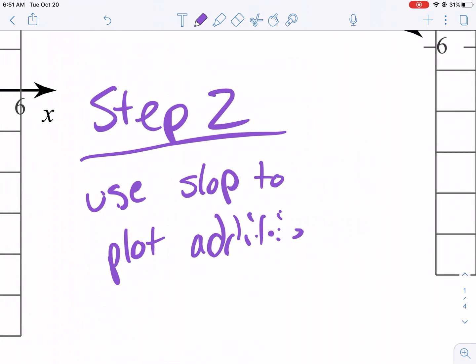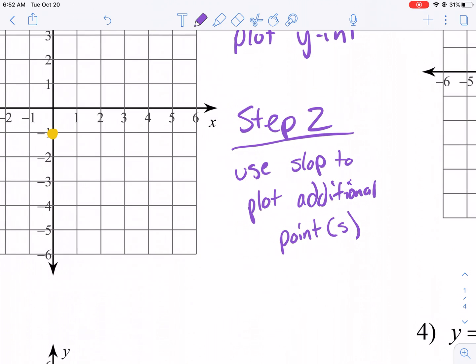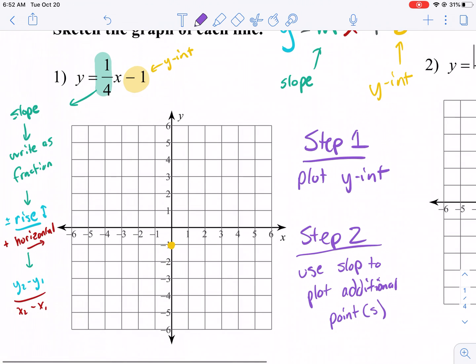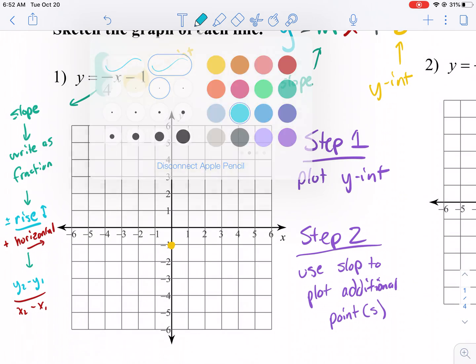Additional point. I don't know why, do not fail me now, Apple Pencil. Additional point. And I'm going to do this maneuver, because you can always add as many points as you want, but you really only need 1. Why? Because you only need 2 dots to make a line. So our slope is 1/4.